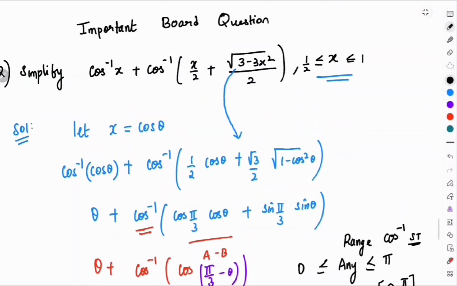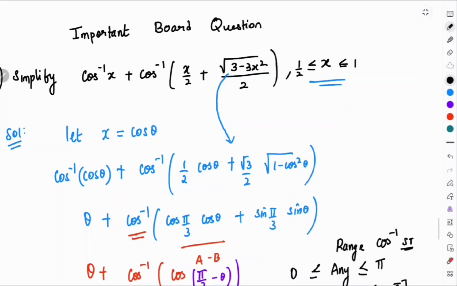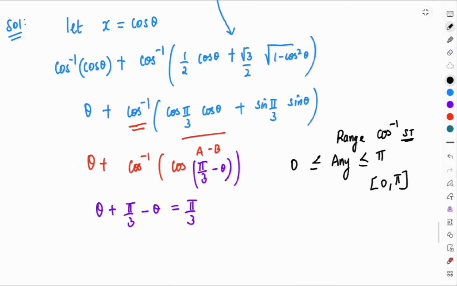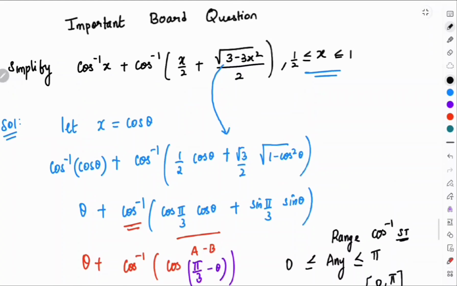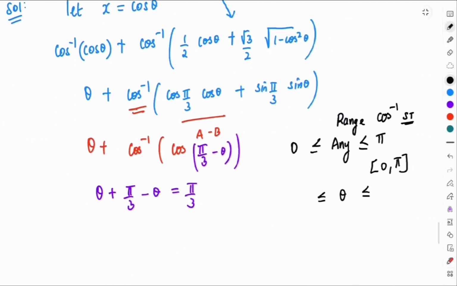But here what they've given is that your x is from 1 by 2 to 1. If I try to give this in terms of theta, cos of what gives 1 by 2? Pi by 3. And cos of what gives 1? That is nothing but 0, right? So we get theta from 0 to pi by 3, right? So this is the first point.